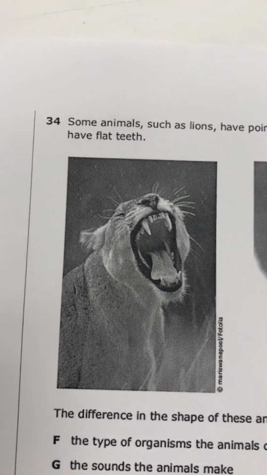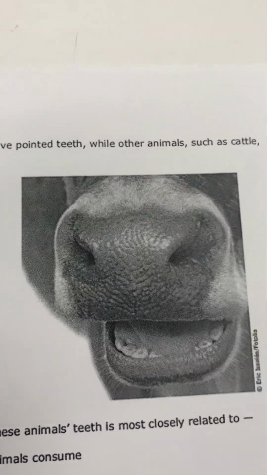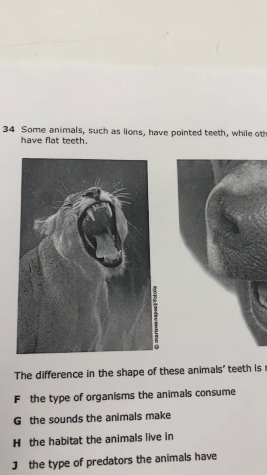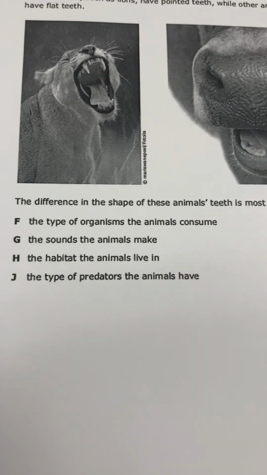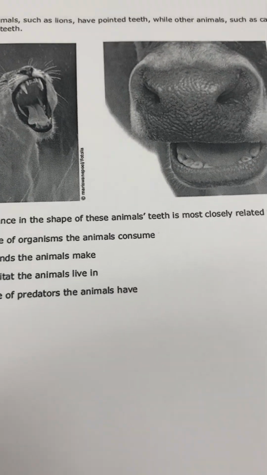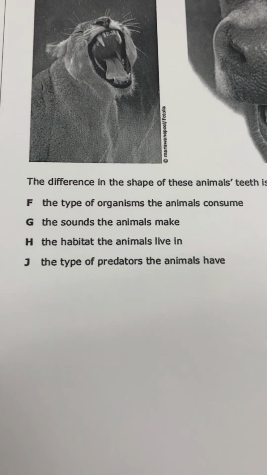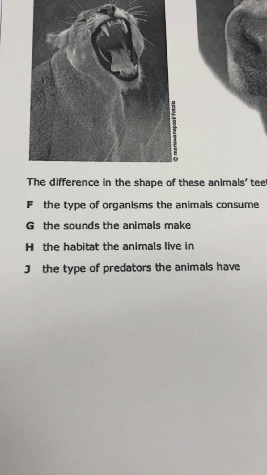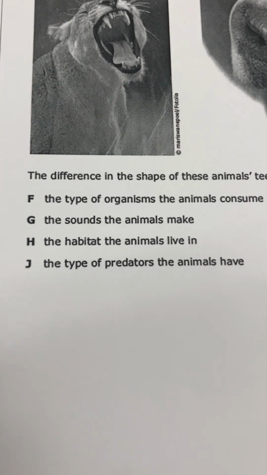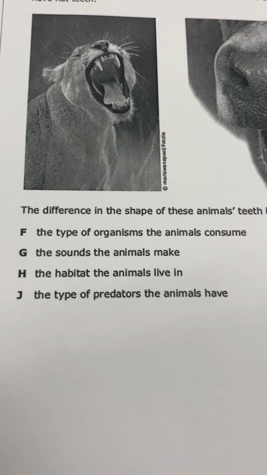And the last question, number 34. It says, some animals, such as lions, have pointed teeth, while other animals, such as cattle, have flat teeth. The difference in the shape of these animals' teeth is most closely related to F, the type of organisms the animals consume, G, the sound the animals make, H, the habitat the animals live in, or J, the type of predators the animals have.